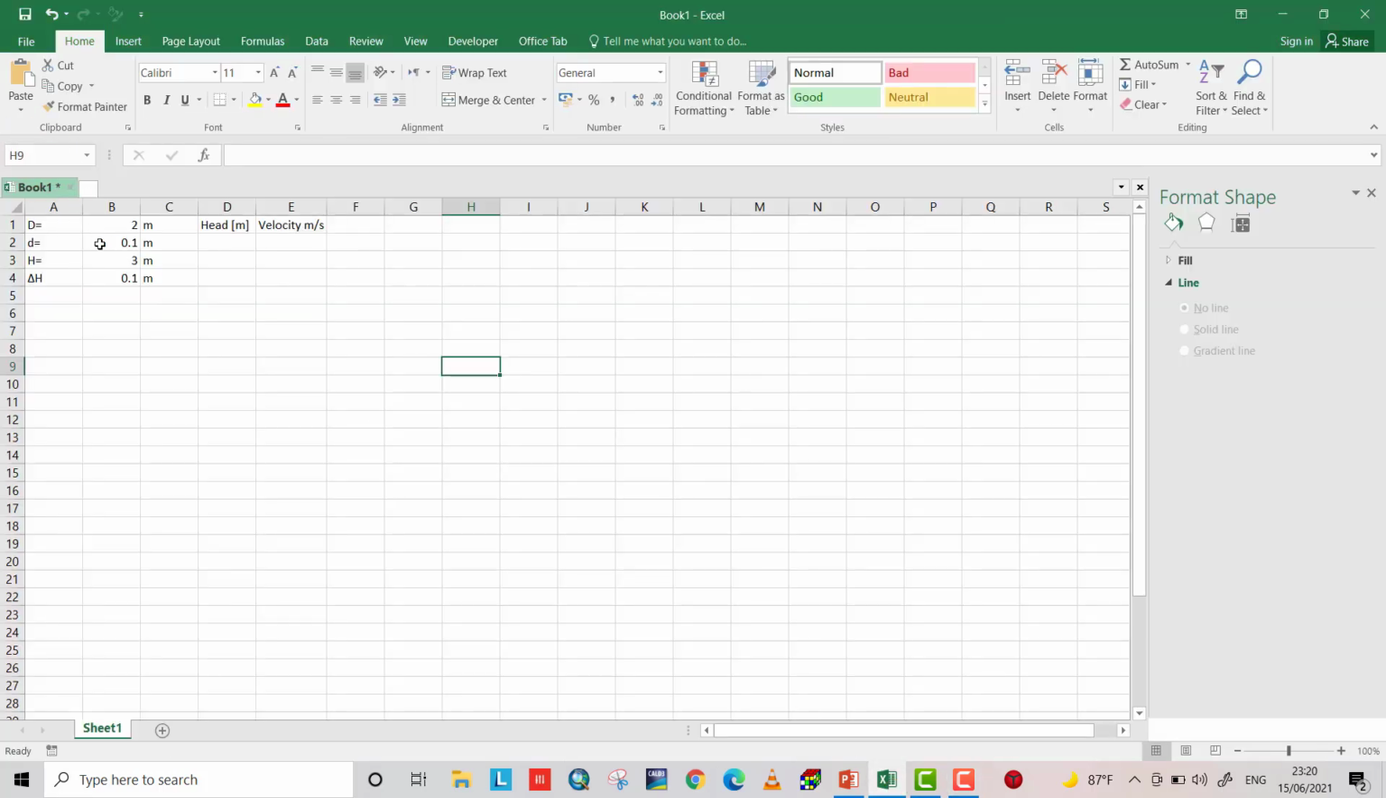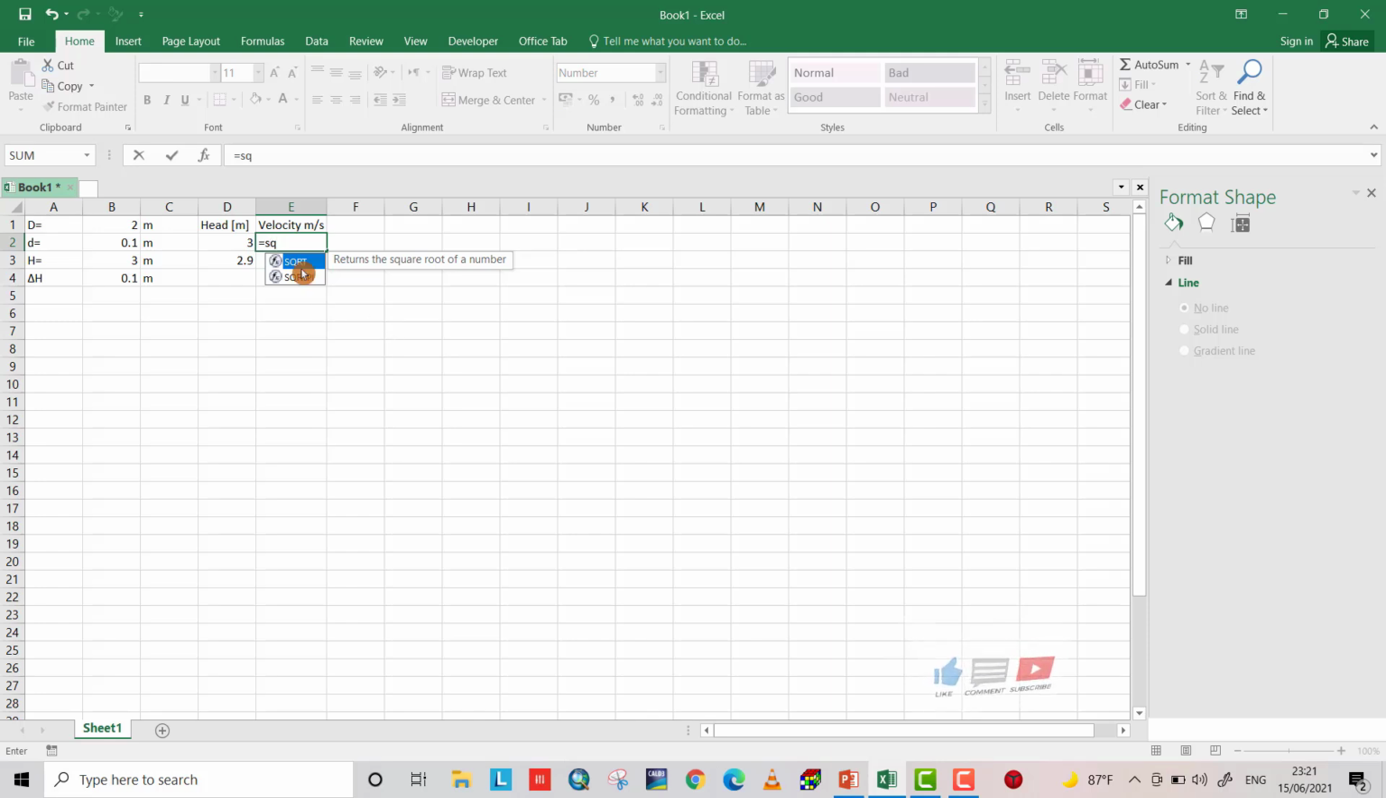That's the given: capital D 2 meters, small d 0.1, H 3 meters, delta H 0.1. So here is 3, and here we have to write the formula, 3 minus delta H. We have to fix this one. And velocity equals the square root of 2 multiplied by 9.81 multiplied by H.